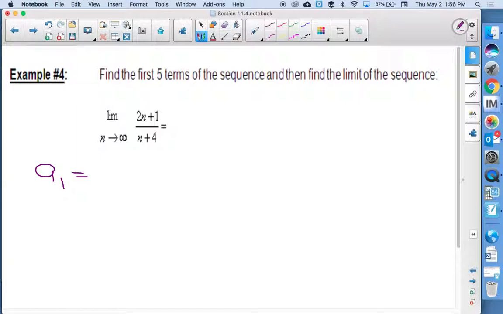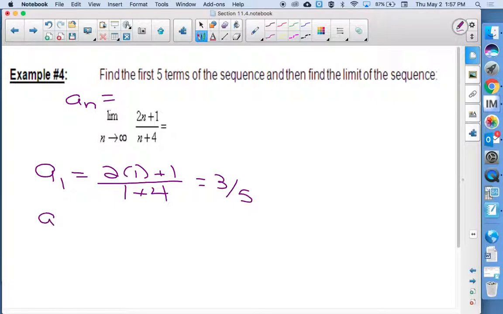Sequences use this A notation. A sub n is usually how it's written. So A sub n equals whatever that equation would be. And then you just plug in the 1. And then that calculates the first term. So I have a 3 on the top and a 5 on the bottom. That would be my first term of the sequence. And then you plug a 2 in, and so on.